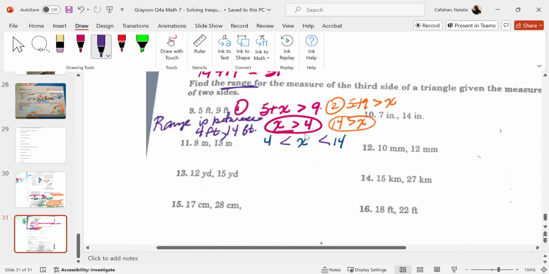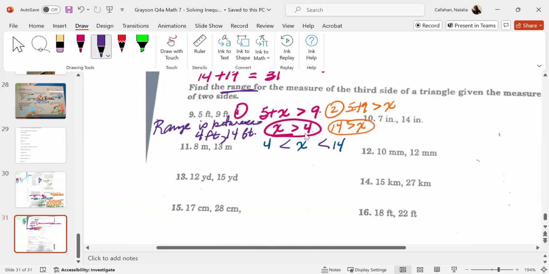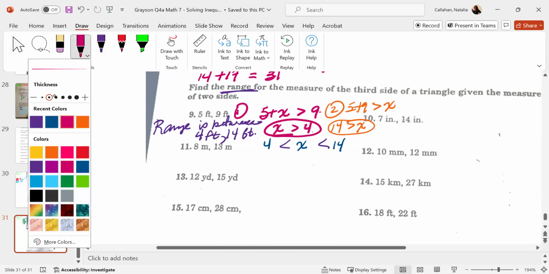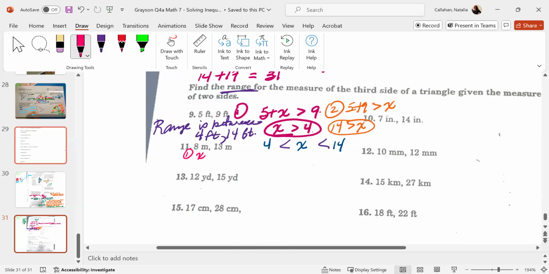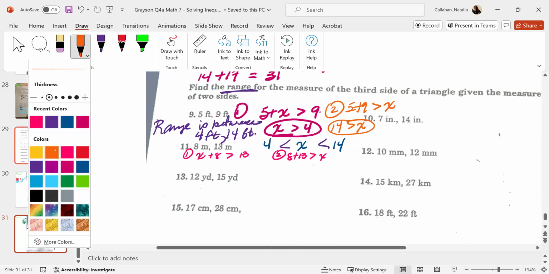All right, let's go on to number 11. Is it just odd we're doing? Yes, just odd. Okay, so let's go over the next one. You do that one too. So remember, x plus 8 is greater than 13. The second one is 8 plus 13 has to be greater than x. Then find the two ranges.